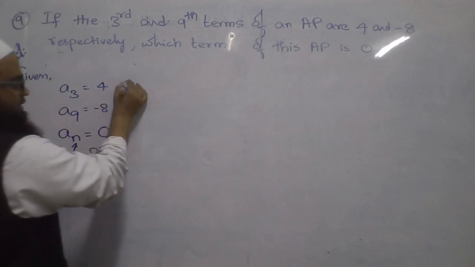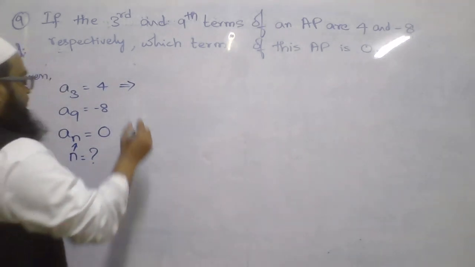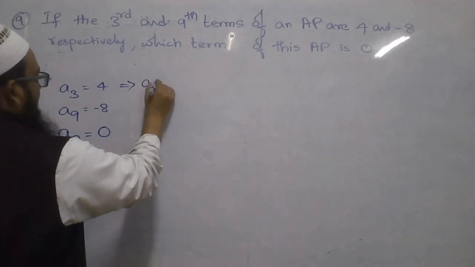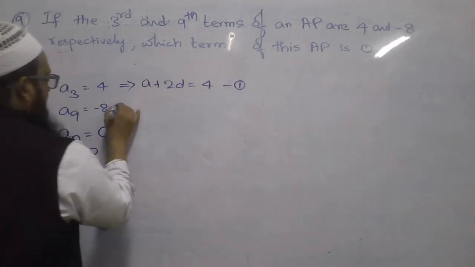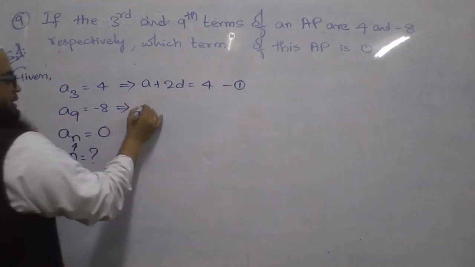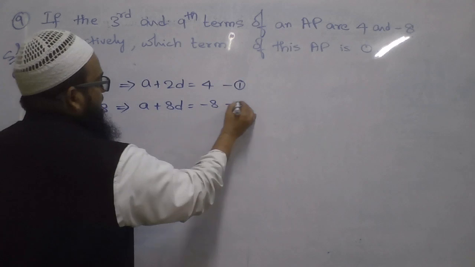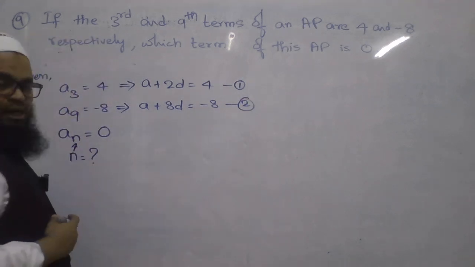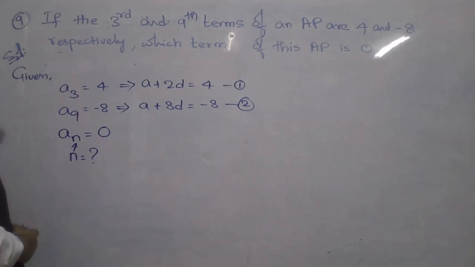Let us solve. I think it is the same concept as the 7th and 8th questions, right? Let us see. A3 is equal to 4, that is a plus 2d is 4. This is the first equation. And here also a9. A9 means a plus 8d equals minus 8. This is the second equation, sorry, ninth term. Is it right? So we have to find out which term of this AP is 0. An is equal to, we have to find.